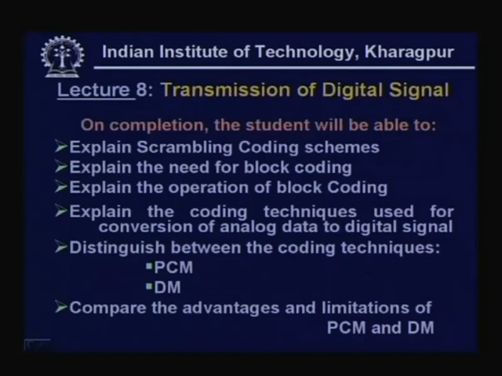On completion of this lecture, the students will be able to explain scrambling coding schemes, explain the need for block coding, and explain the operation of block coding. The students will be able to explain the coding techniques used for conversion of analog data to digital signal. They will be able to distinguish between coding techniques such as PCM and DM, which are used for conversion of analog data to digital signal. Then they will be able to compare the advantages and limitations of pulse code modulation and delta modulation.